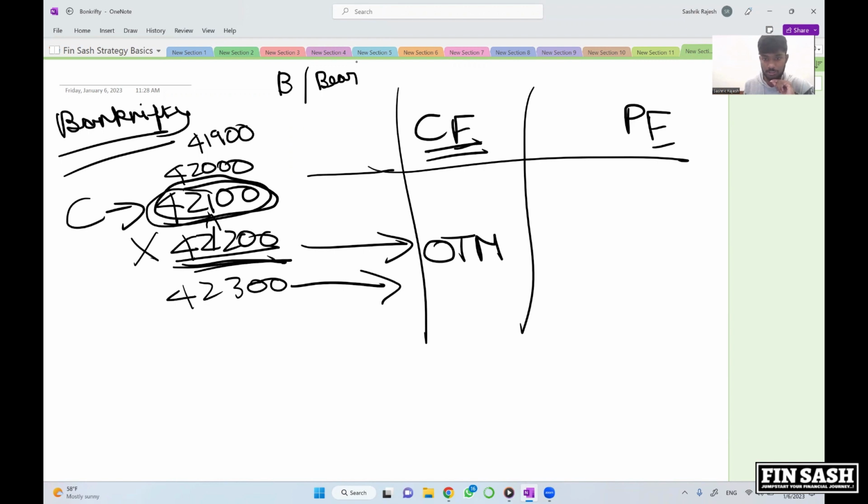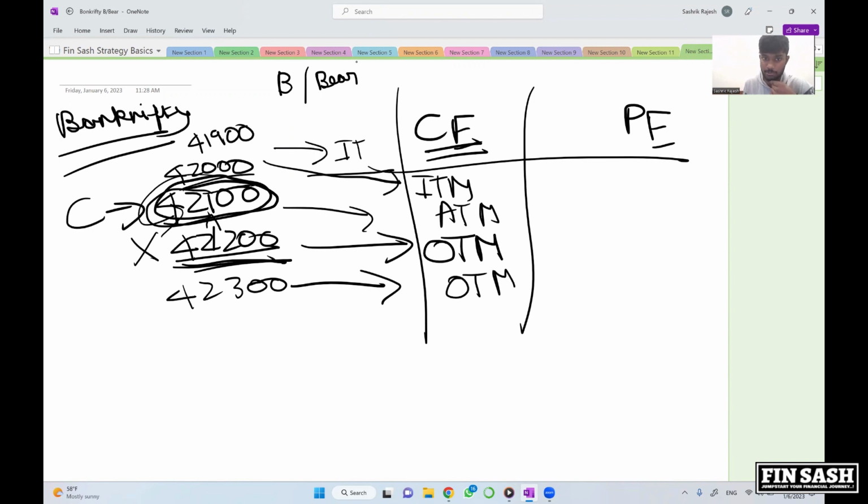So what's 42,300? Again, an OTM option. 42,100 is an ATM option, and this is an ITM option because is 42,000 under 42,100? True. So ITM, and this is also an ITM option. Perfect. Now we think that the market's bearish. Quickly, 42,000, is it ITM or OTM?